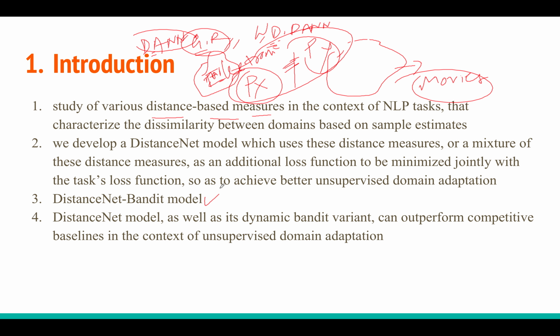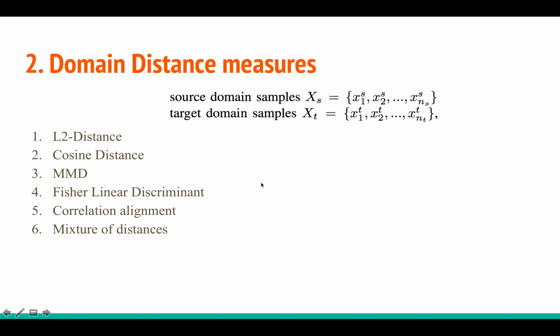But how do you use the multi-arm bandit setting, so that you can use the reward functions, or use the MAB to select a particular source domain, while the target domain will be known? You select a particular source domain so that your efficiency is improved. We'll see how that is done. And they show that DistanceNet along with the bandit variant can outperform all the previously published baselines for this task. Now let's go into detail of what this paper is doing.